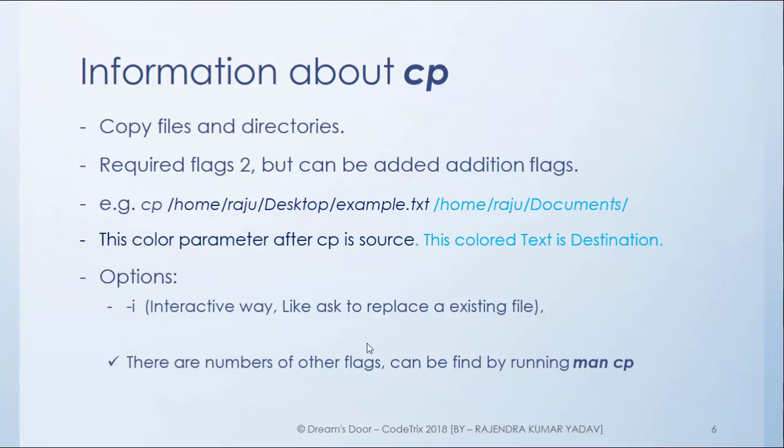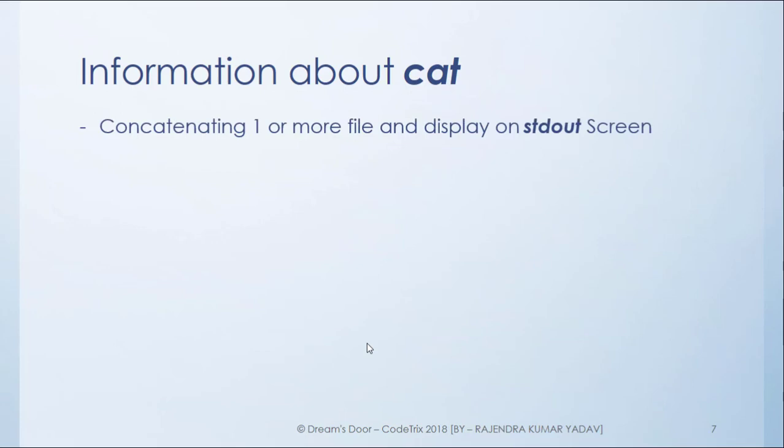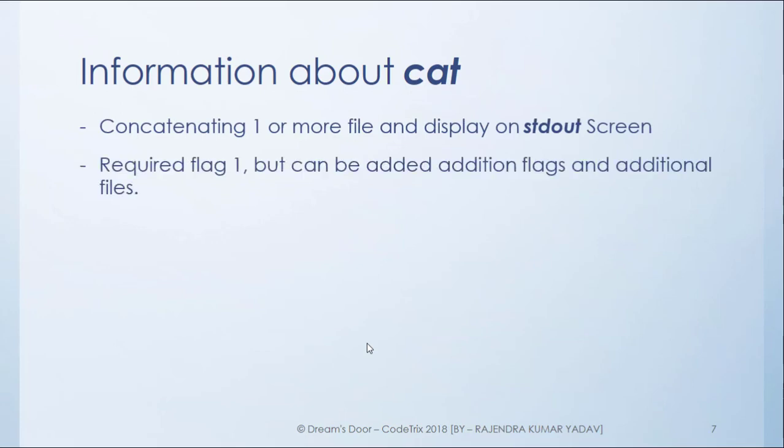Okay, so in addition, there is another command called cat. Cat is actually concatenating one or more files and displaying them on the terminal screen, which is called the standard output screen. It requires at least one parameter, like cat along with a file name. But you can concatenate multiple files and display them on your screen.